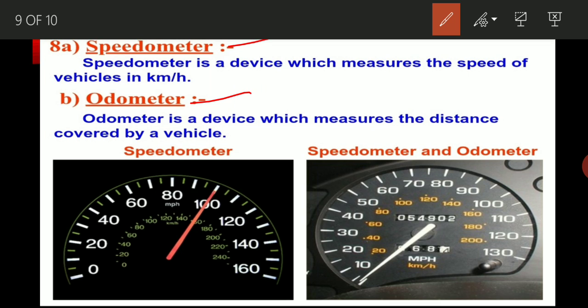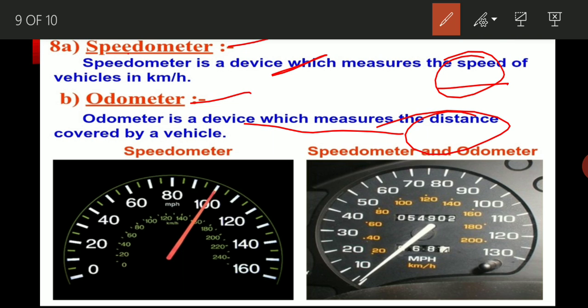Now the next one is speedometer and odometer. What is a speedometer? Speedometer is a device which is used to measure the speed of vehicles. In a bike you can see it easily. Odometer is also present; nowadays bikes are very stylish, so the speedometer and odometer are both placed, and you can see them. Clear? So odometer is a device which is used to measure the distance covered by the vehicle, and speedometer is a device which is used to measure the speed. Don't be confused, again I'm repeating: speedometer measures speed and odometer measures distance.